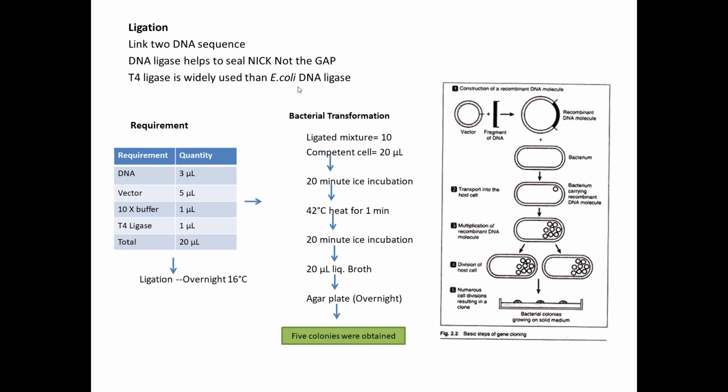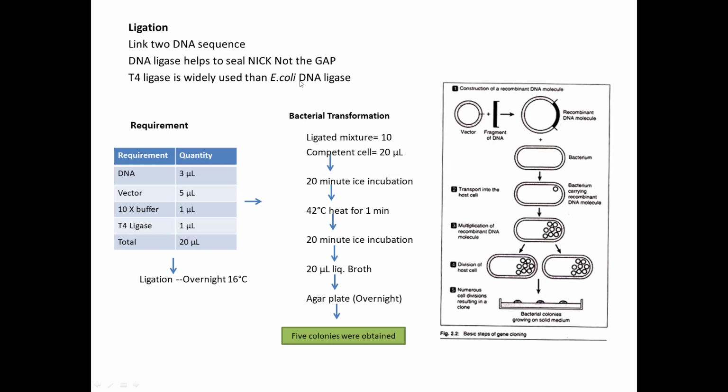Because T4 ligase can link both the sticky and the blunt end, whereas the E. coli DNA ligase can link only the sticky end, but it cannot join the blunt end. That's why. And also the T4 DNA ligase uses ATP as the energy source, whereas the E. coli DNA ligase uses NAD plus as the energy source. That's the general difference between E. coli DNA ligase and T4 DNA ligase.